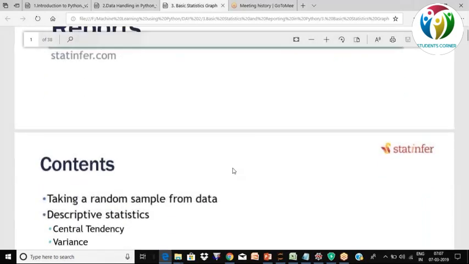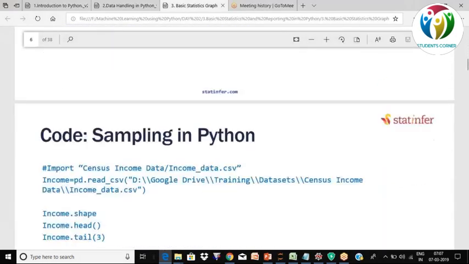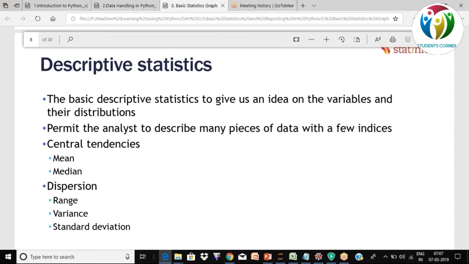So let's continue today by looking at some of the descriptive statistics. Central tendency, what is the variance, and if time permits today, we will see about quartiles, percentiles, box plots. Now let's go to descriptive statistics.